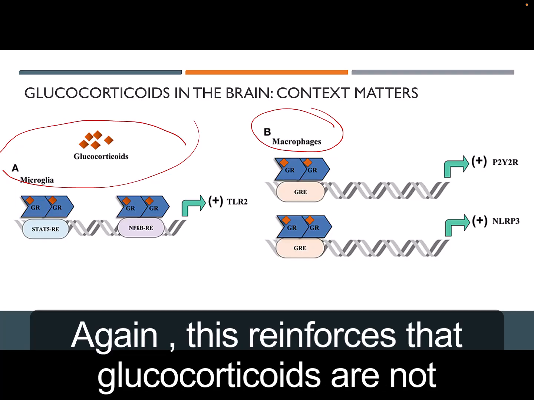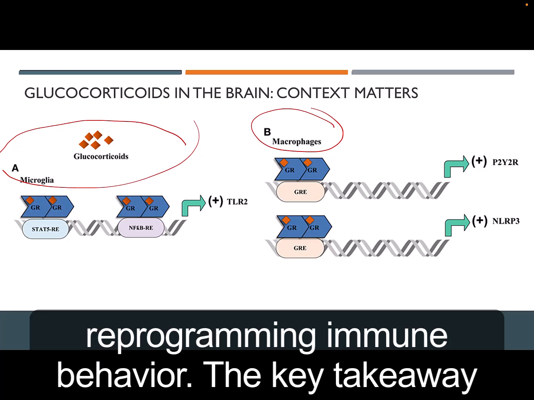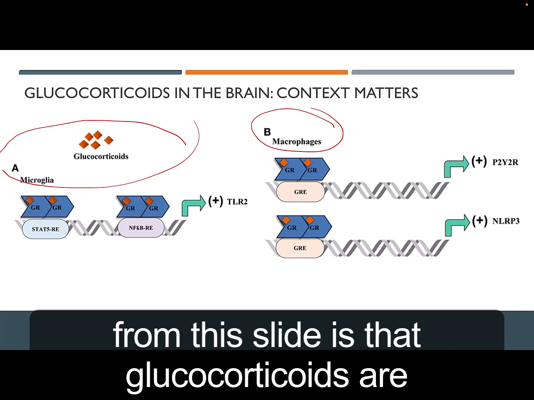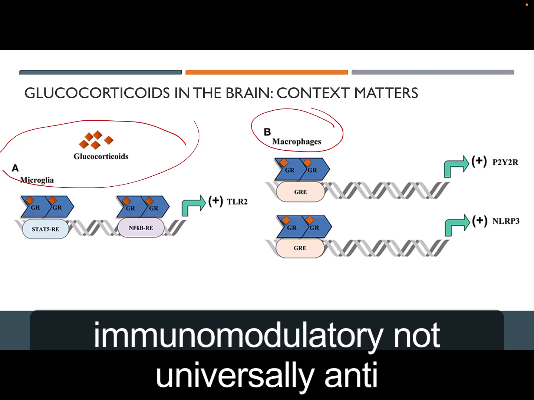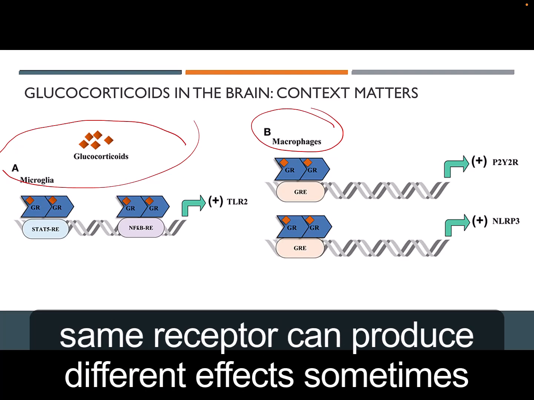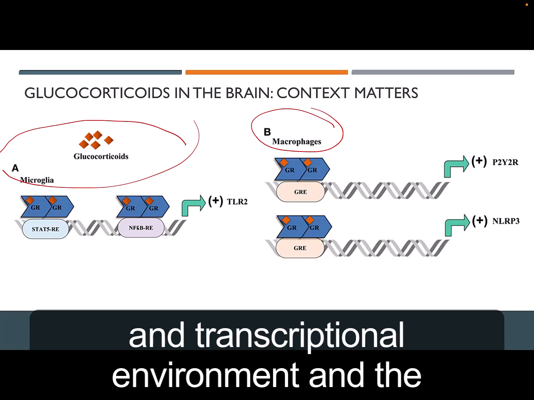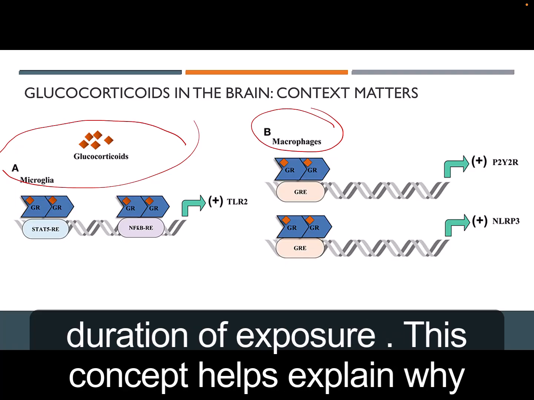Again, this reinforces that glucocorticoids are not simply turning inflammation off, but rather reprogramming immune behavior. The key takeaway from this slide is that glucocorticoids are immunomodulatory, not universally anti-inflammatory. The same drug acting through the same receptor can produce different effects, sometimes even opposing effects, depending on the cell type, the transcriptional environment, and the duration of exposure.